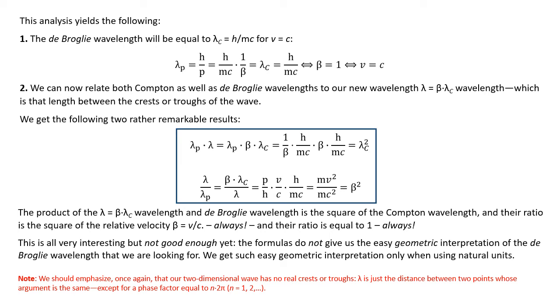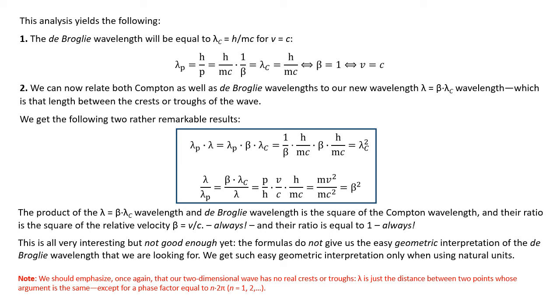So here I'm doing a bit of a recap. We said the de Broglie wavelength will be equal to the Compton wavelength for v = c, that we know. It's only equal to the Compton wavelength if the velocity v is equal to c, and then we have that relationship between this linear, the new wavelength lambda, the distance between the two crests, and the Compton wavelength: lambda is beta times lambda_c. And so we get these two results.